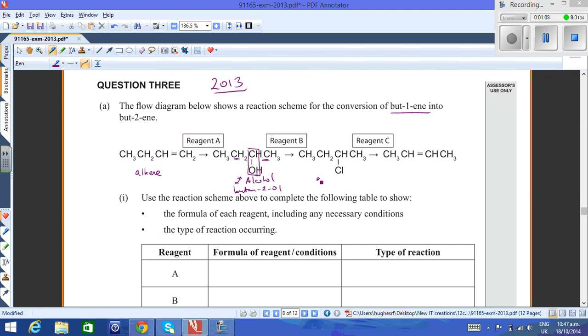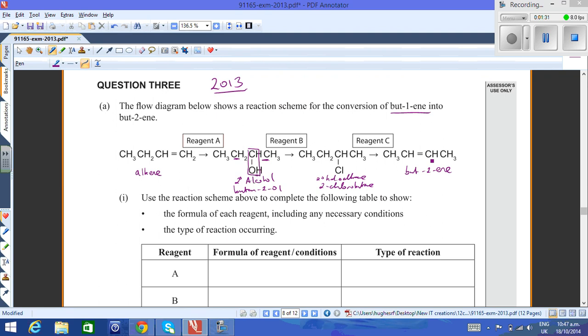And then you're going from your secondary alcohol using some sort of reagent to form a haloalkane. So this is the secondary haloalkane. That haloalkane would be called 2-chlorobutane. And then the final reaction using reagent C reforms an alkene, but this time it's but-2-ene. So you've shifted the position of the double bond, which could be useful in organic synthesis.